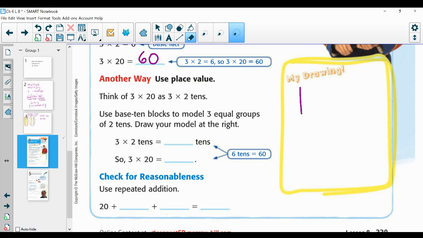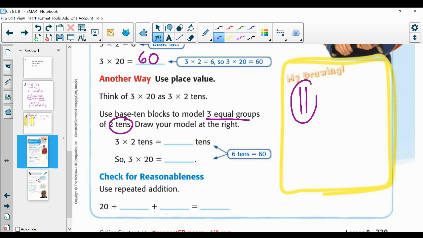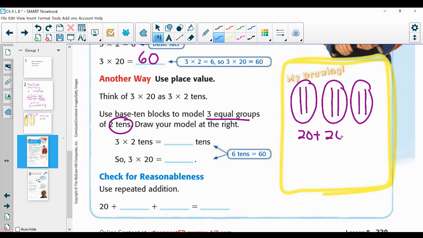Okay, let's try that again. I've got 3 equal groups of 2 tens. Here's 2 tens, that's one group. Here's 2 tens, there's the second group. 2 tens, there's the third group. That's 3 groups of 2 tens. So I've got 20 plus 20 plus 20, which equals 60. So 3 times 2 tens is 6 tens, because I have 6 tens here. Watch: 1, 2, 3, 4, 5, 6. That's 6 tens.